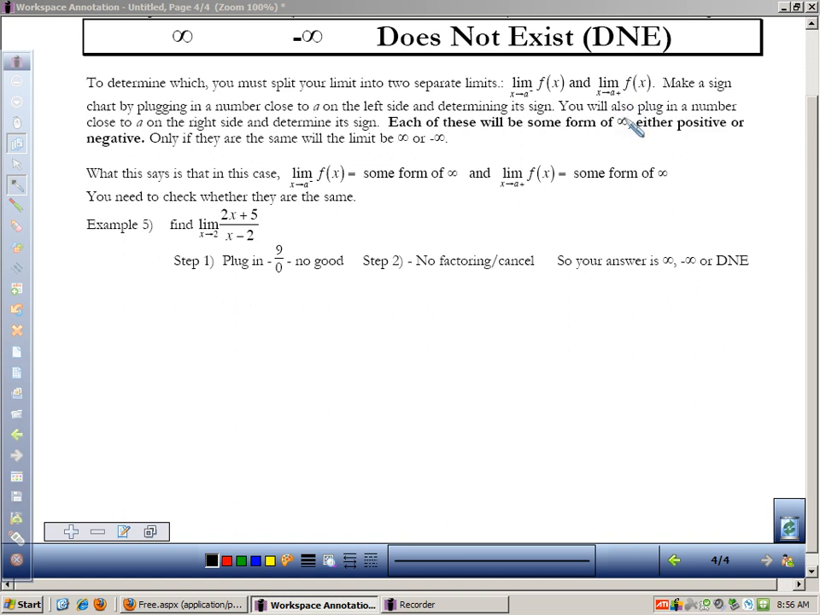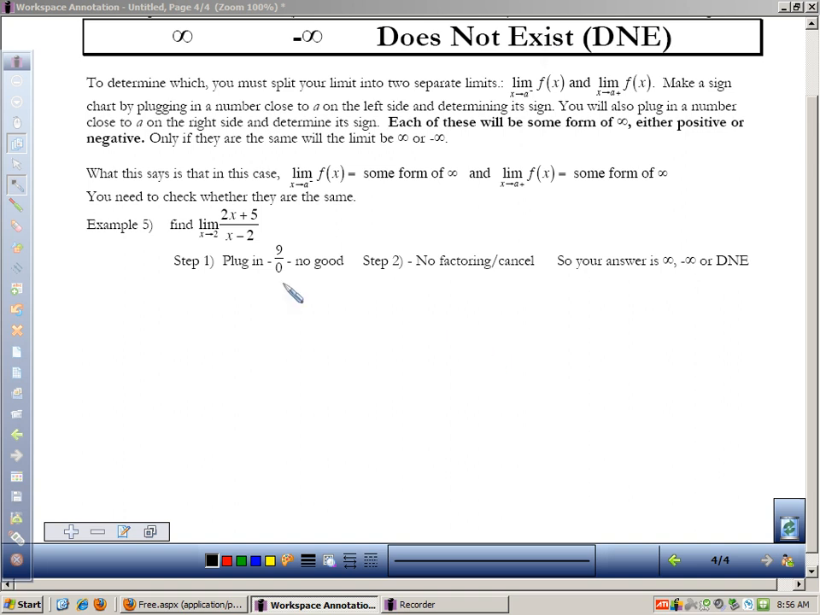What we're looking at is the sign of our function on the left and on the right. So we're going to plug in a number close to A on the left of A and see what we get, and plug in a number close to A on the right of A and see what we get. If they both have the same sign, our limit is infinite. If they both have a positive sign, our limit's positive infinity. If they both have a negative sign, our limit's negative infinity. If they have different signs, our limit does not exist.